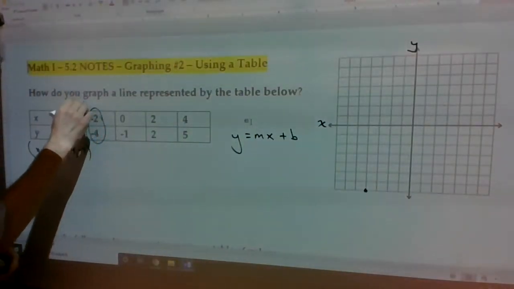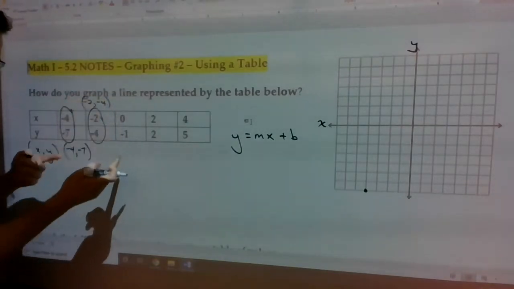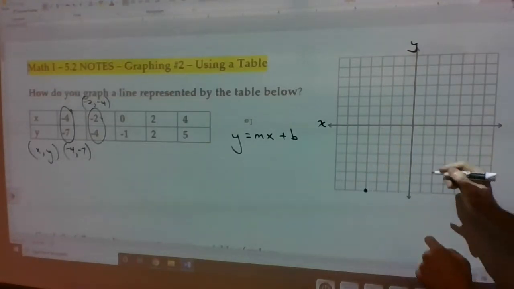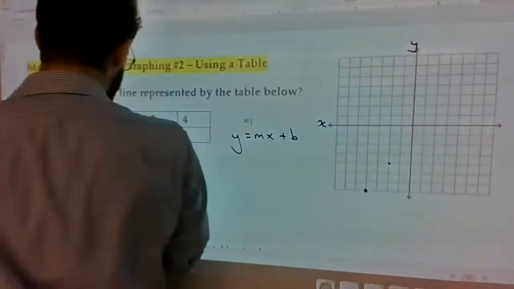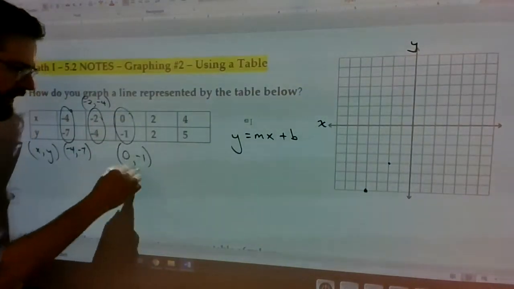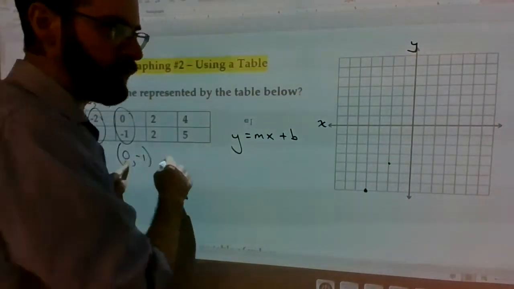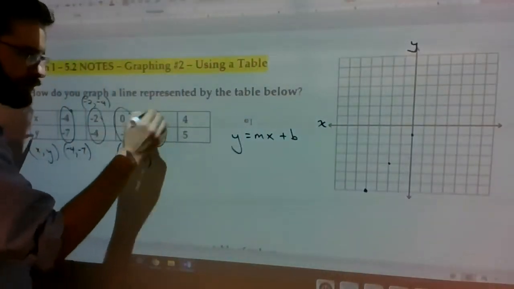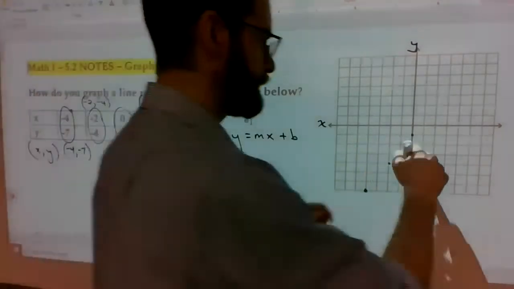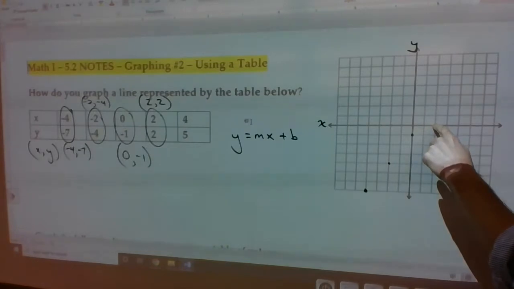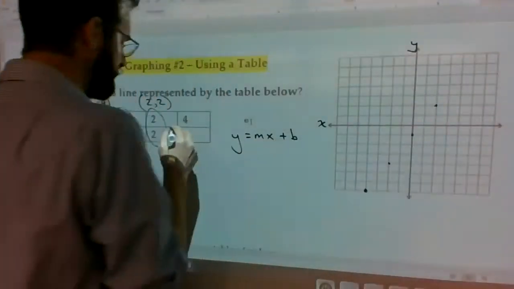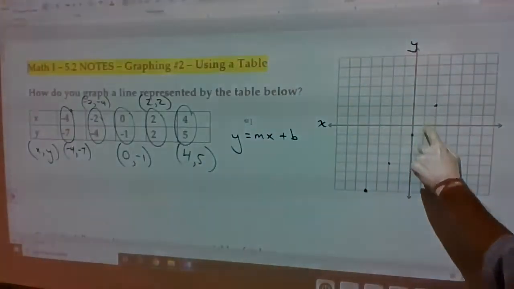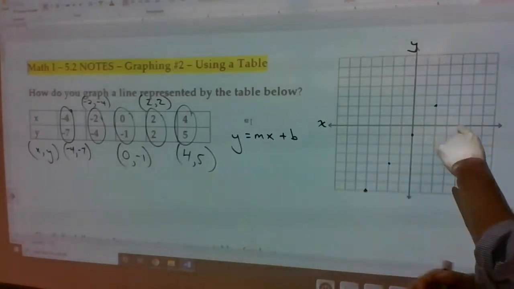This one's going to be -2, -4. I'll put it above so we have more room to work. So left 2, down 1, 2, 3, 4. Then you've got 0, 1. That means do not go left or right. Stay on the y-axis. And then down 1. 2, 2, simple enough. Over 2, up 2. And then 4, 5 means go right 4 units and then up 5 units.